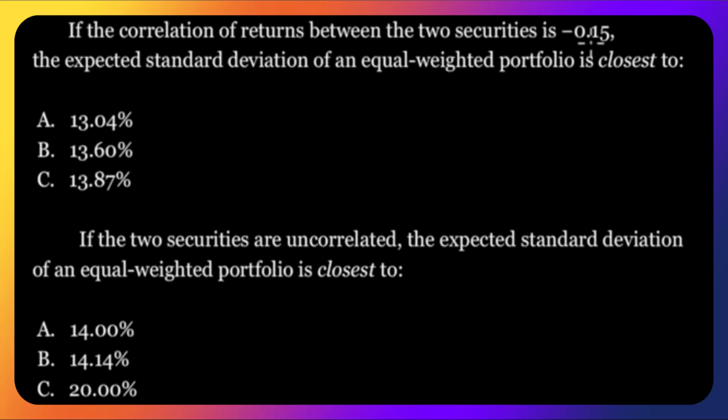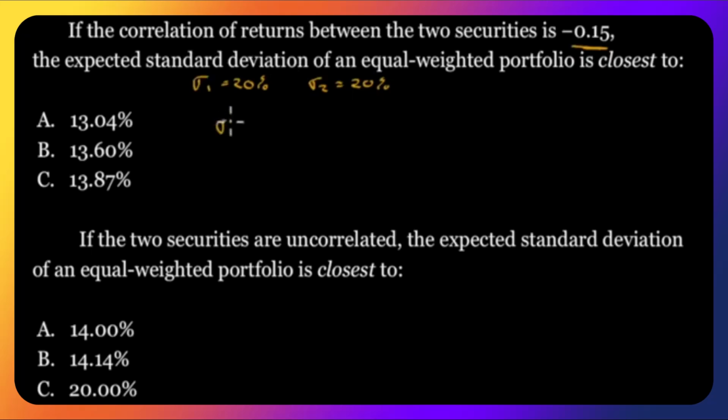If the correlation of returns between the two securities is negative 0.15, and that's the two securities on the previous screen. I didn't rewrite them out, but the standard deviation of the first one was 20%. The standard deviation of the second asset was also 20%. The return on the first asset was 16%. The return on the second was 12%. If the correlation of returns between two securities is negative 0.15, the expected standard deviation of an equal weighted portfolio is closest to... So we need portfolio standard deviation.